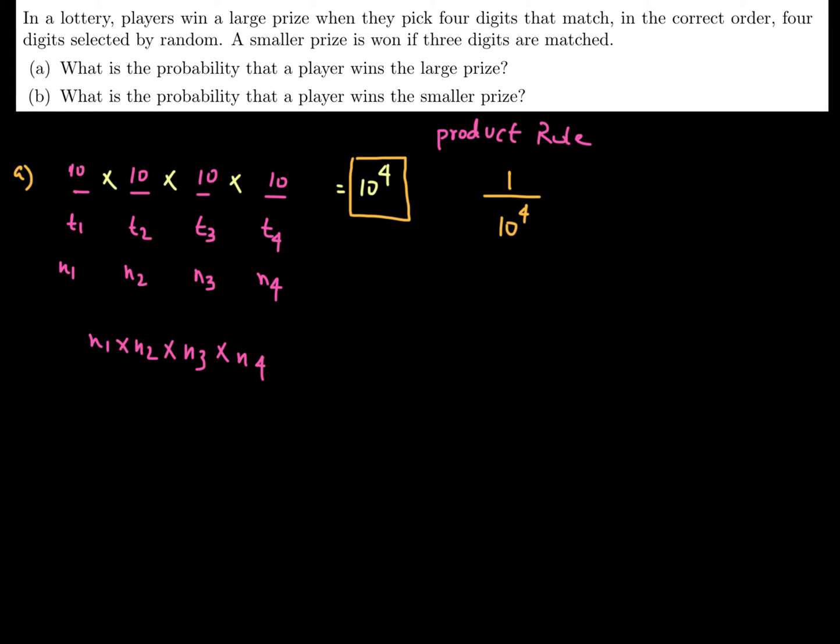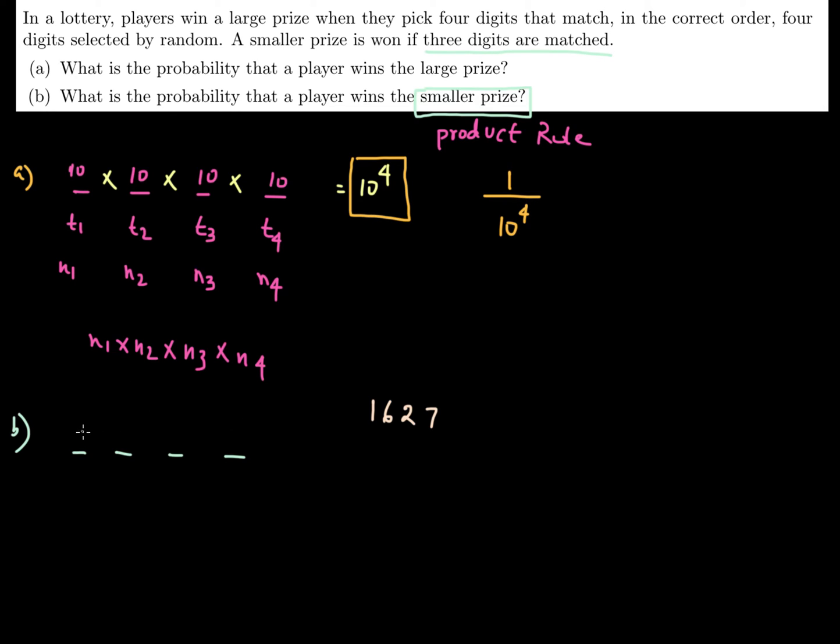Part B here is, what is the probability that a player wins the smaller prize? As per the definition, the smaller prize is where you have 3 digits that get matched. So again, I've got my 4 digits, 1, 2, 3, and 4, and let's just select some winning number. Let's assume the winning number is 1, 6, 2, 7. Given this number, I need to find the probability that a player actually wins the smaller prize. And to win the smaller prize, 3 of the digits must get matched.